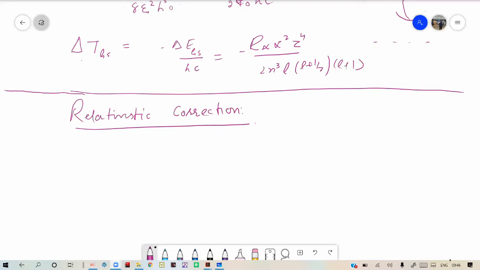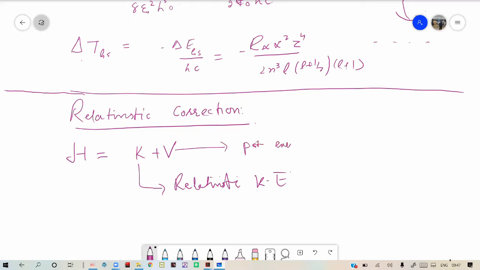As the shift in the energy is due to the spin orbit interaction, in the same manner there is a shift because of the relativistic effects in the hydrogen atom or in any hydrogen like atoms. So in order to calculate, we will consider the relativistic Hamiltonian H of the electron. We know that it is kinetic energy K plus potential energy. This K is relativistic because of the speed. Relativistic kinetic energy. And this V is the potential energy.